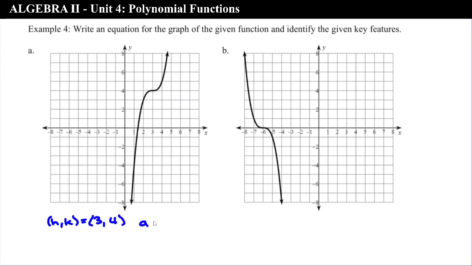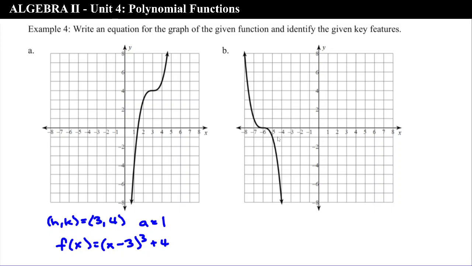And a is going to be our compression or stretch. Well, if we go over 1, up 1, that tells us that our a value is 1 because we're increasing and the first point is standard. So from here, we can write our equation. The equation for this function would be f of x equals, we don't have to write the 1, so we can start with (x minus 3) cubed plus 4. And that would be your equation.